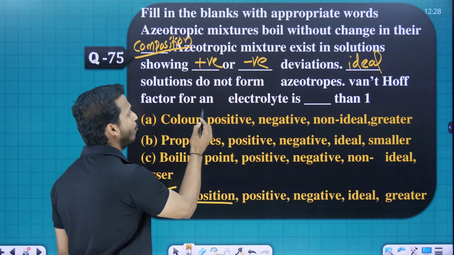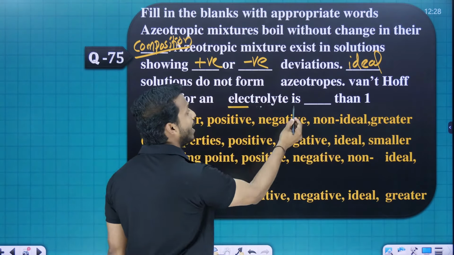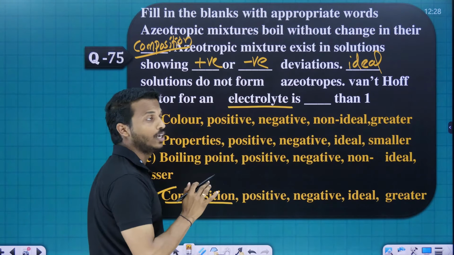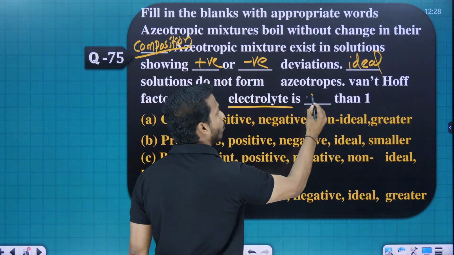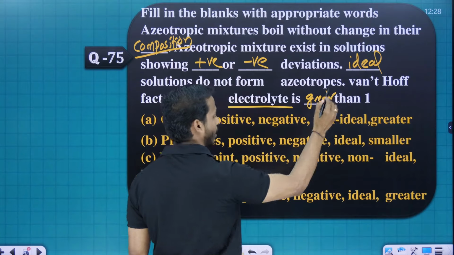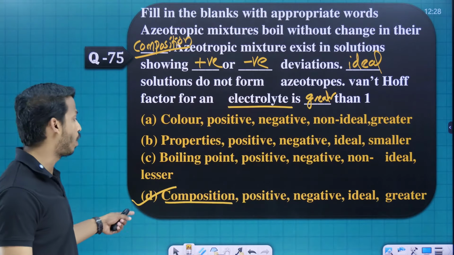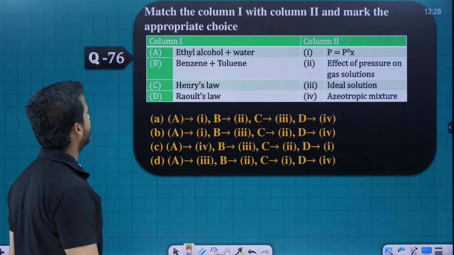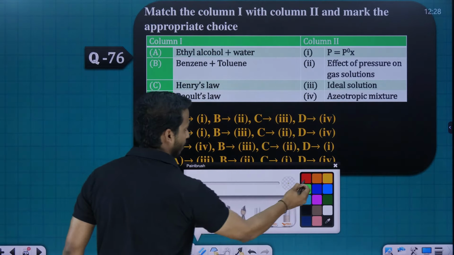And the Van't Hoff factor for an electrolyte is, electrolyte means what? It undergoes dissociation. During dissociation, the Van't Hoff factor is always what? Greater than 1. Yes, the answer is D. 76. Match the following.